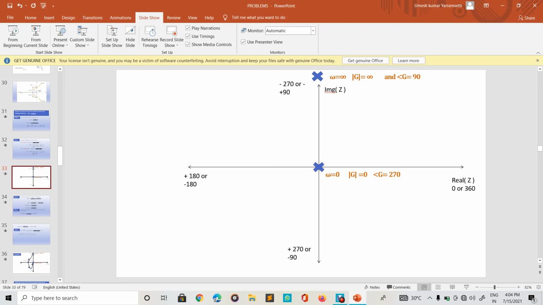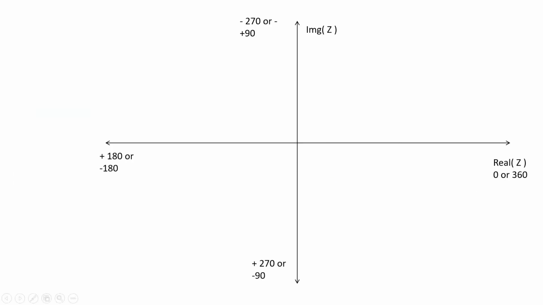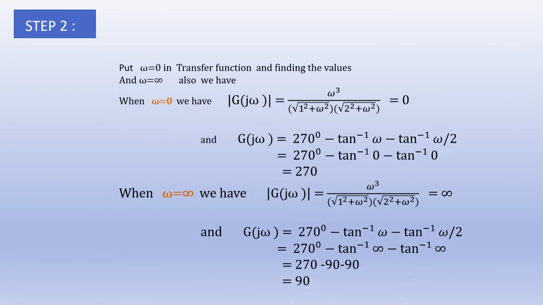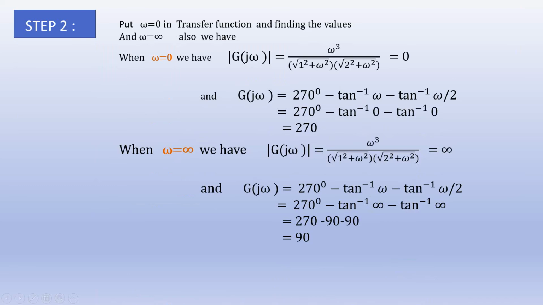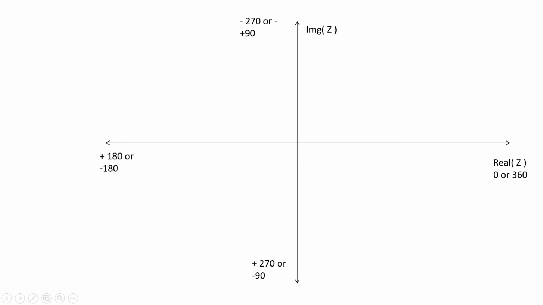So we are plotting the magnitude and phase of this corresponding transfer function over here. So we are having at omega equal to infinite, we are having infinite magnitude and 90 degrees over here.